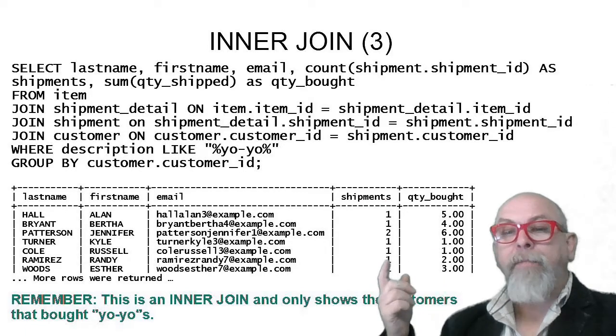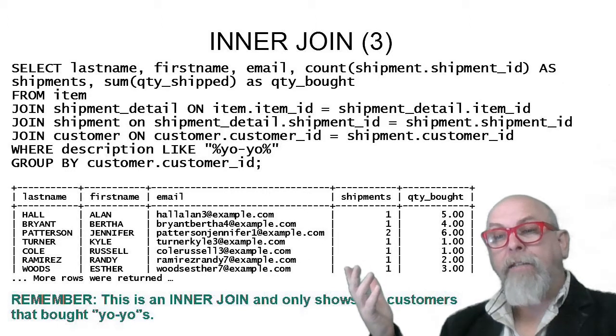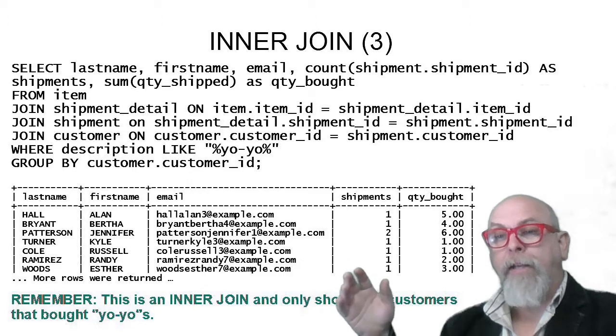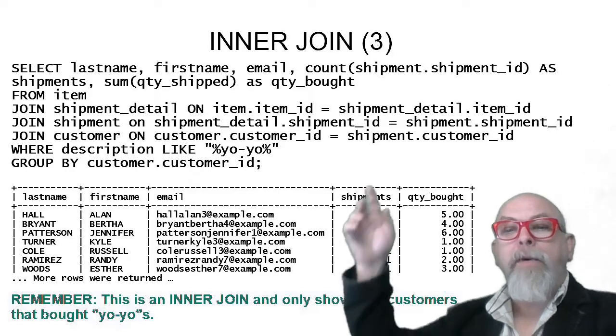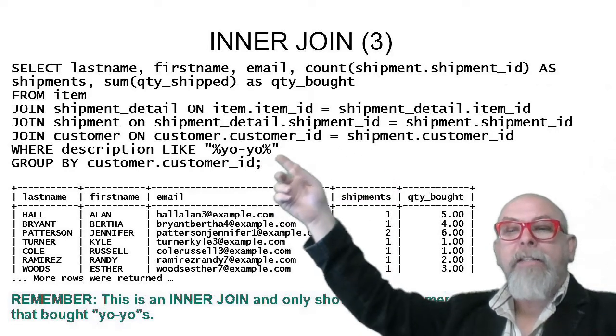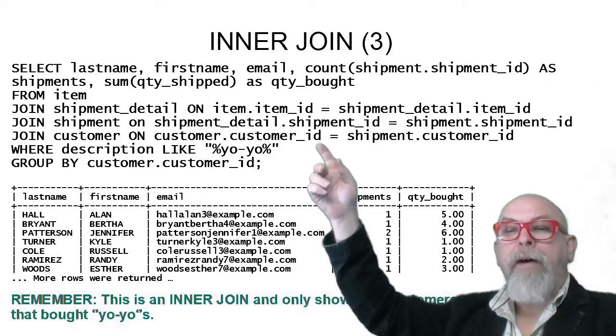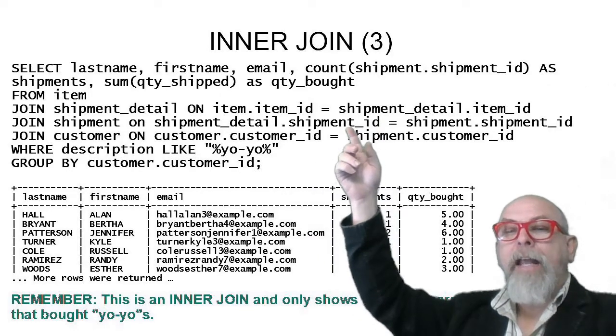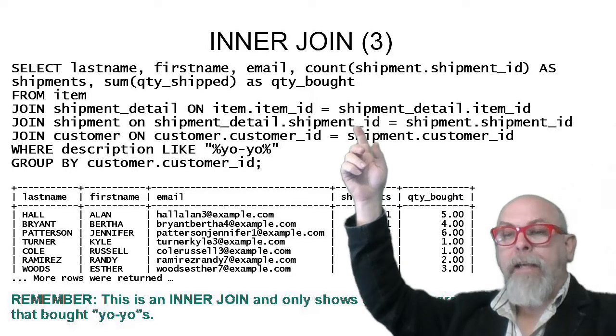Our from statement is from item. We just got to start somewhere, because the order of those tables really doesn't matter in an inner join. Now it matters in an outer join, but in an inner join it doesn't matter. And we join shipment detail on item ID from the item table and the item ID from the shipment detail table. So that connects the item and the shipment detail table.